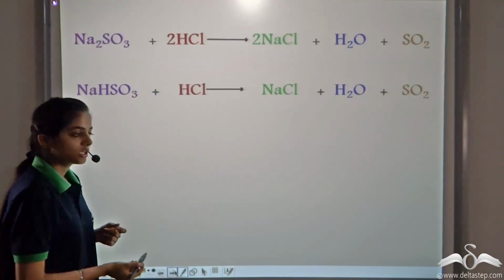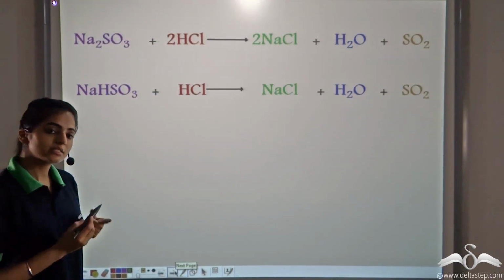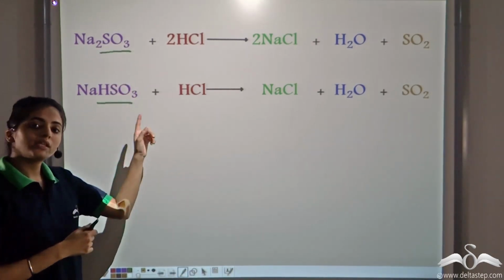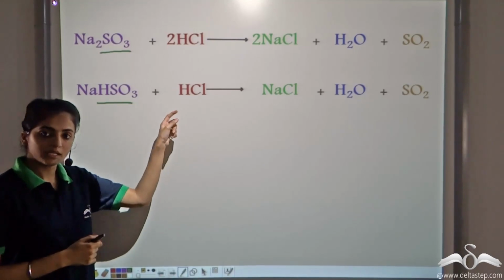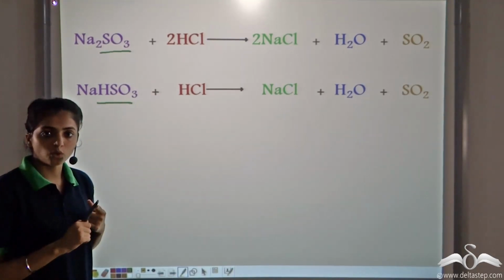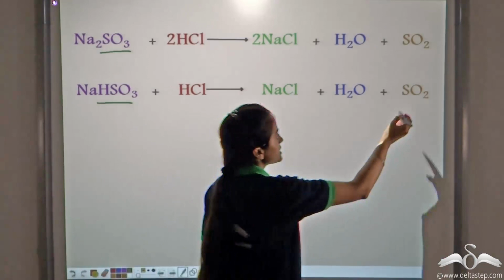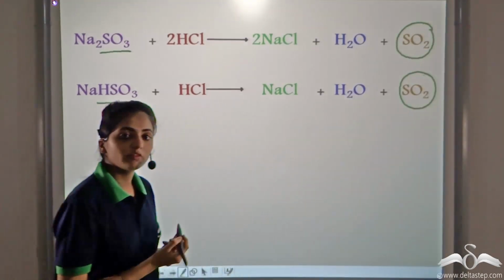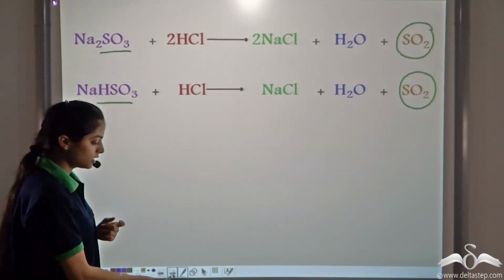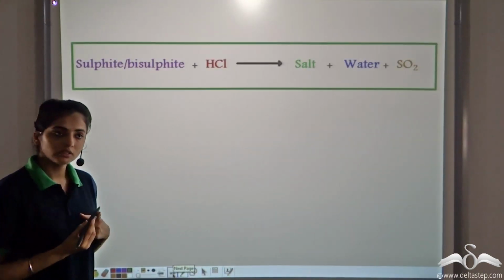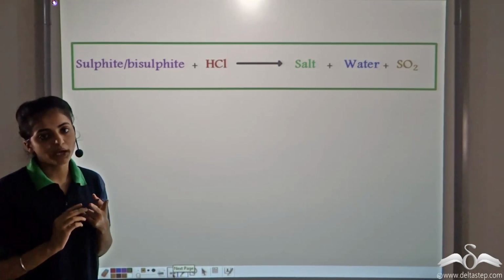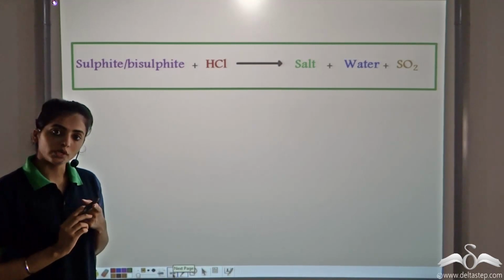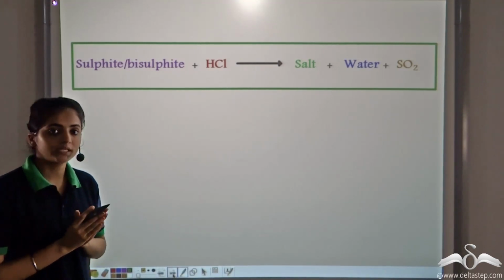Similar is the case with sulfites and bisulfites. Whenever we have sulfites and bisulfites, when they react with acids, in this case HCl, they form the corresponding salts, water, and they release sulfur dioxide gas. So even for sulfites and bisulfites, we can have a general reaction. That is, when the sulfites or bisulfites react with HCl, they form the corresponding salt, water, and they release sulfur dioxide gas.